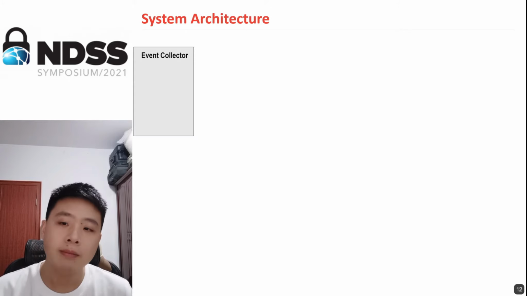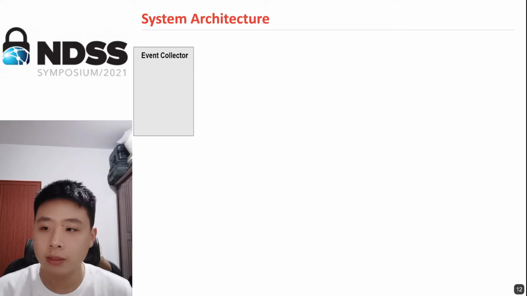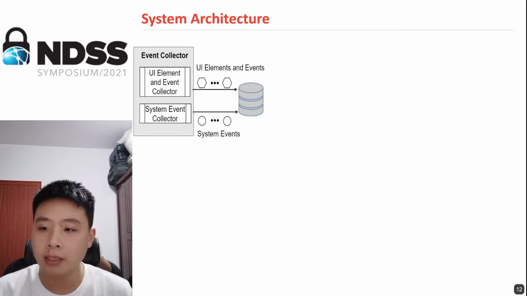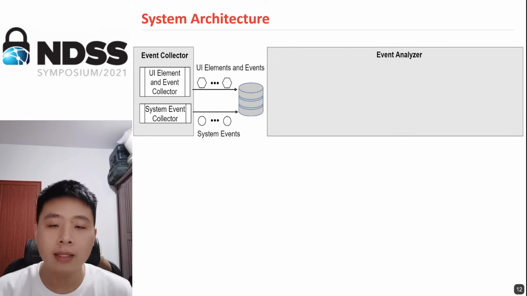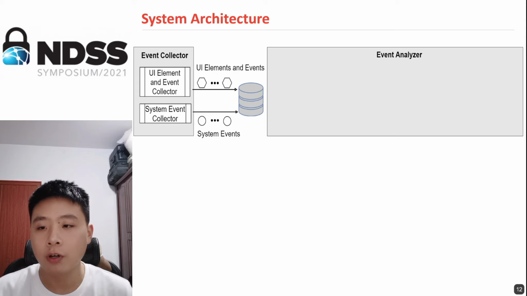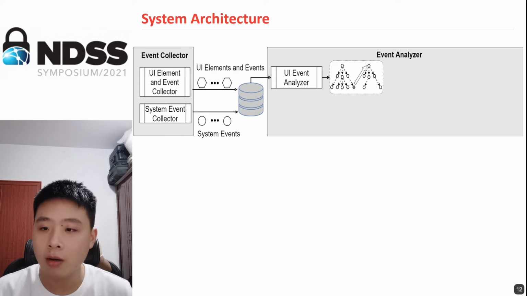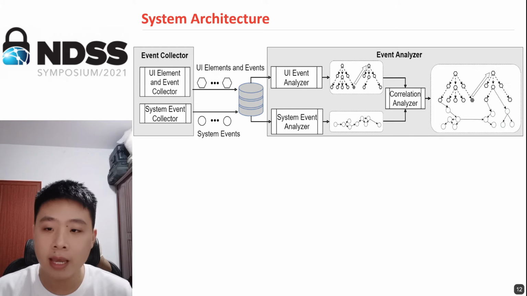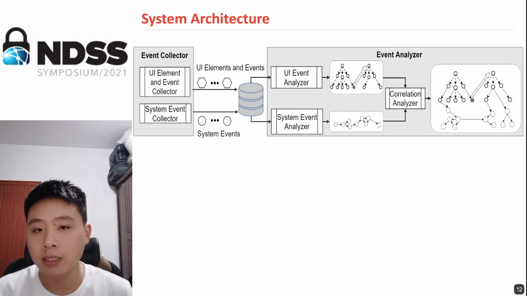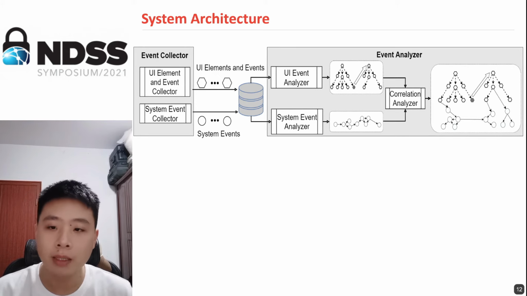UIScope has two major components. The event collector collects UI logs and system logs independently. Then the event analyzer first performs causality analysis on the UI logs and system logs independently, and then attributes system events to UI elements to output a correlated graph.